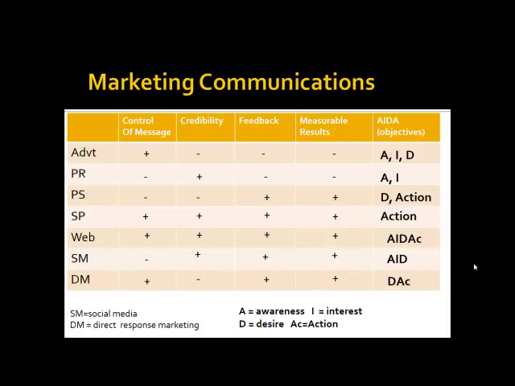In other words, how easy or how likely is the message going to be repeated in a way that is satisfactory to you? Or is the message going to get distorted? So we can see that for control of the message, advertising, sales promotion, a website, direct response marketing, email, junk mail, display advertising, those are really strong at control of the message. Public relations, personal selling, social media, there's very little control.